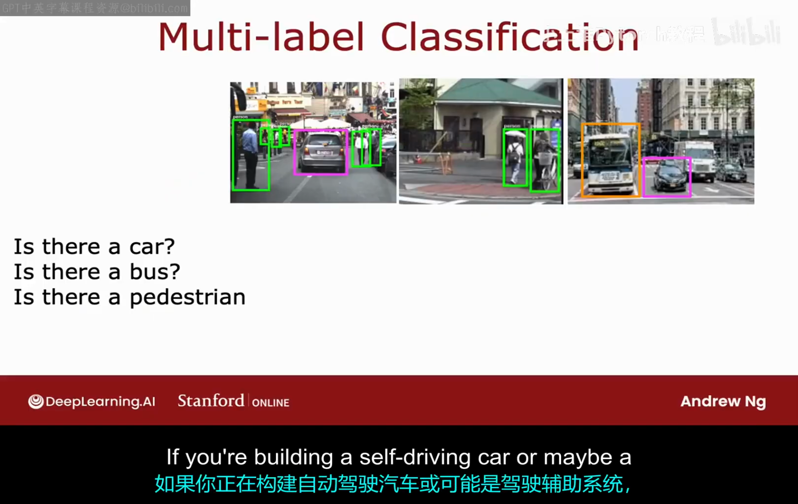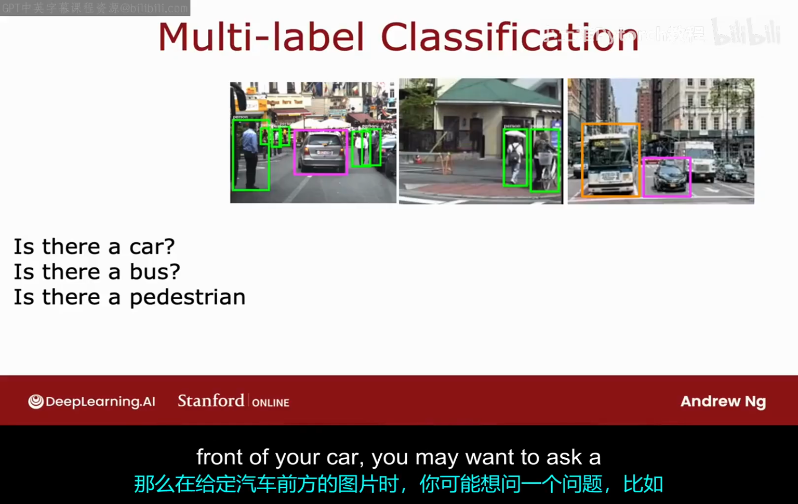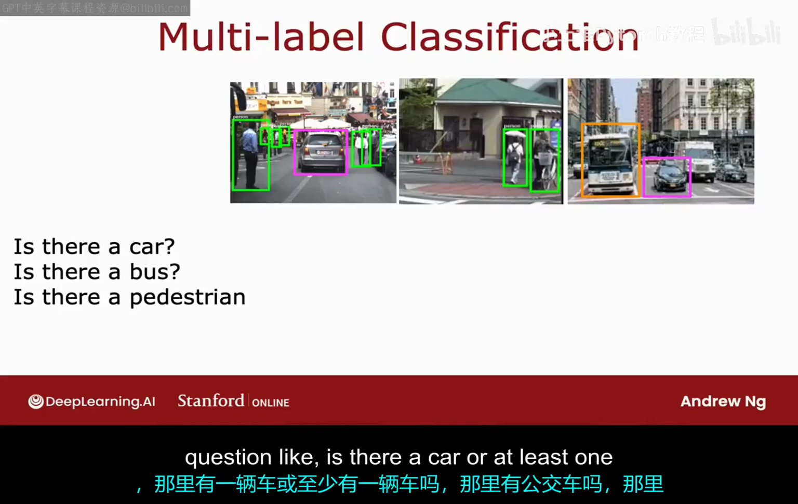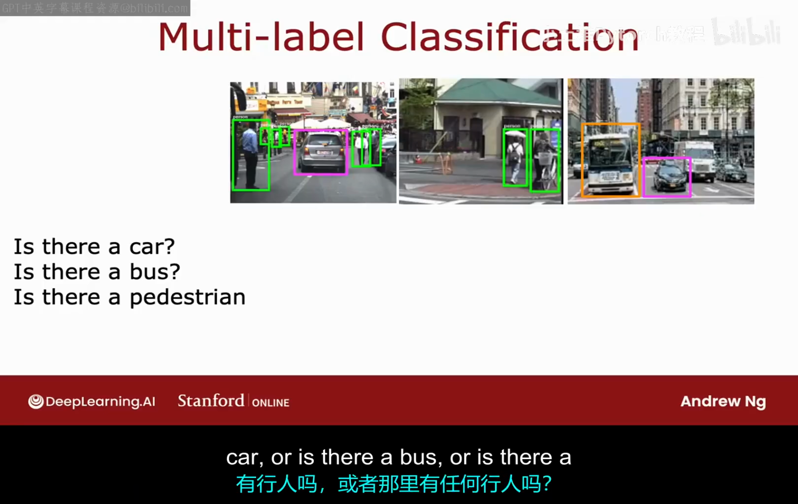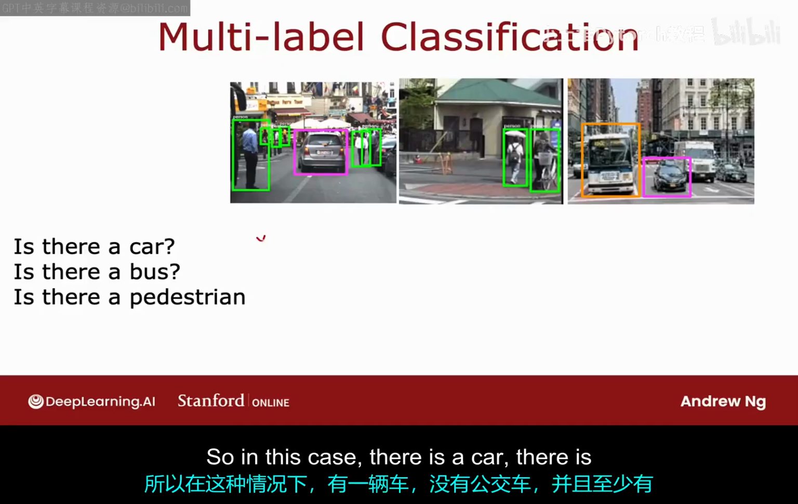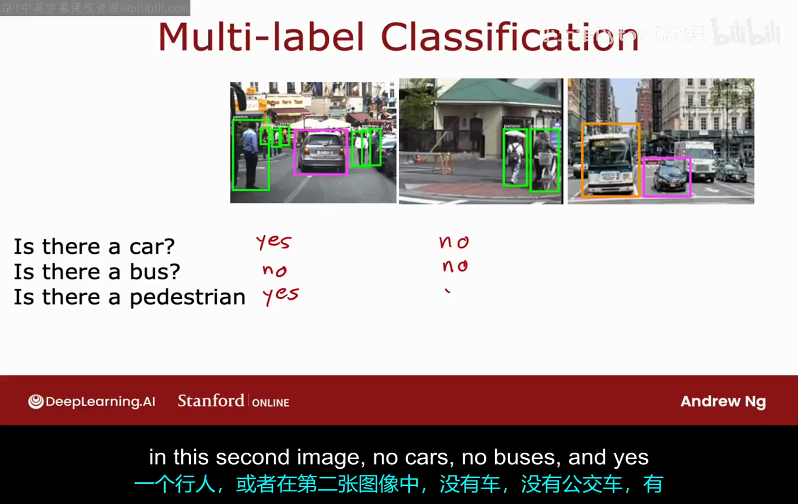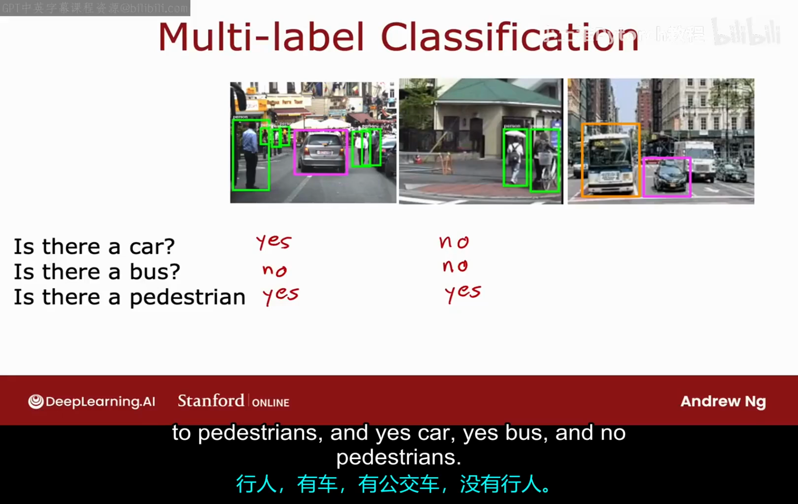If you're building a self-driving car or maybe a driver assistance system, then given a picture of what's in front of your car, you may want to ask a question like, is there a car, or at least one car? Or is there a bus? Or is there a pedestrian? Or are there any pedestrians? So in this case, there is a car, there is no bus, and there is at least one pedestrian. Or in this second image, no cars, no buses, and yes to pedestrians, and yes car, yes bus, and no pedestrians.